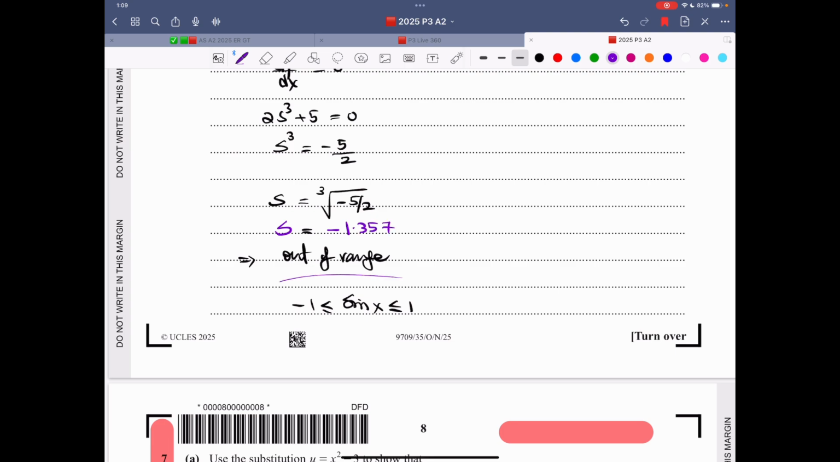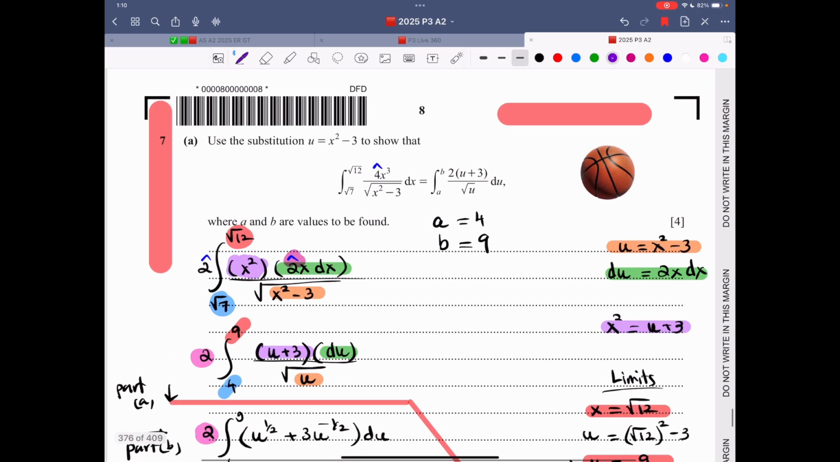It's out of the range because sine x has a maximum value of 1, minimum value of minus 1. Therefore, since it has no solution, therefore no stationary points. That is this one. Now this question is about integration, and in integration, a particular technique known as substitution or change of variable.